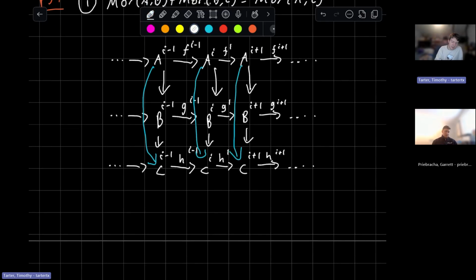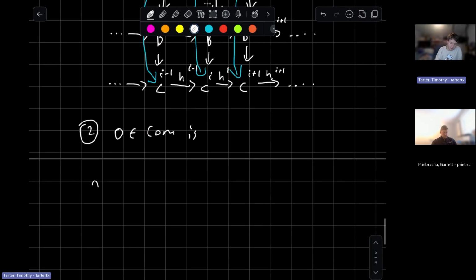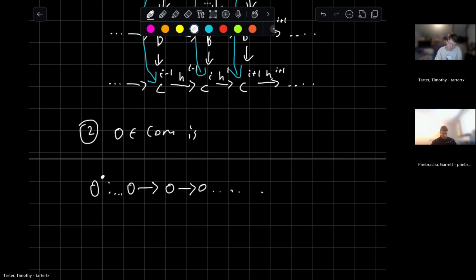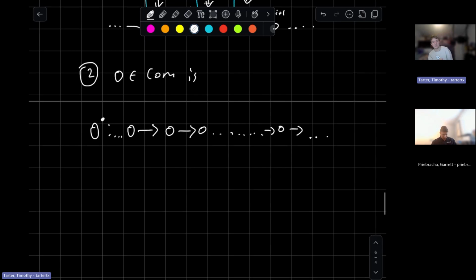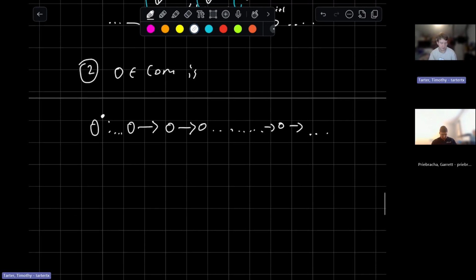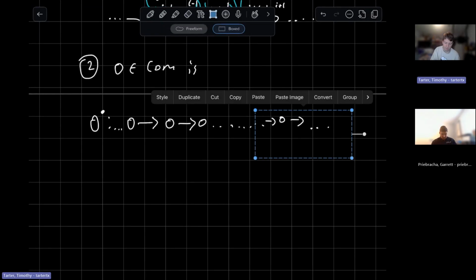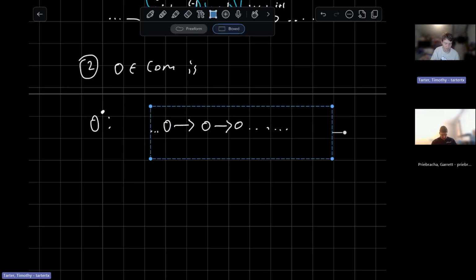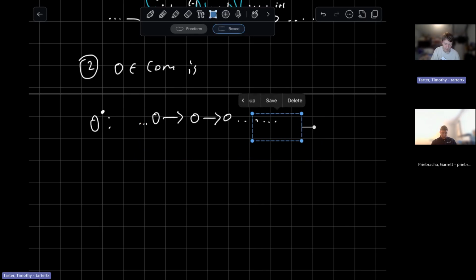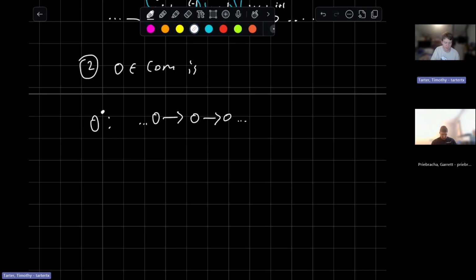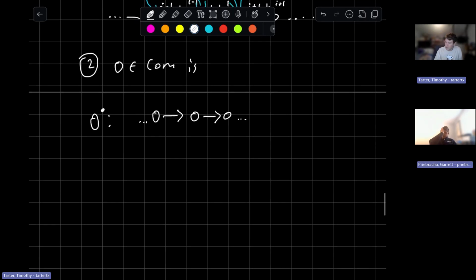And then the zero object, zero in Com, is the zero complex, 0 into 0 into 0 into. That is not written very well, but if I move some things around, really this is what we mean.